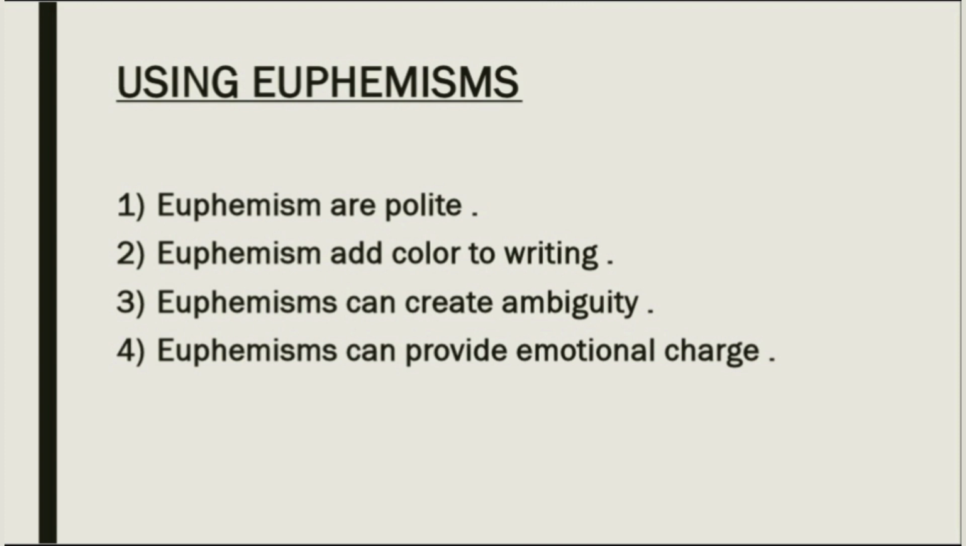Euphemism can create ambiguity or confusion. If euphemism is used particularly to be ambiguous, readers may have to pay attention to catch the actual words. Next, euphemism can provide emotional charge. Characters avoid saying what they would really like to say by using a euphemism. Instead, it can create some tension and heightened emotion in a literary work. So these were the uses of euphemism.